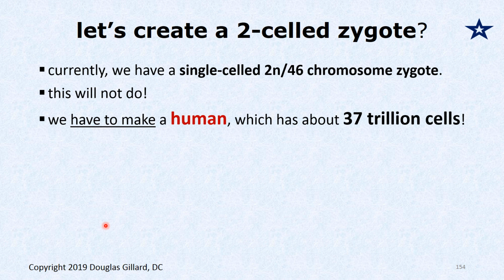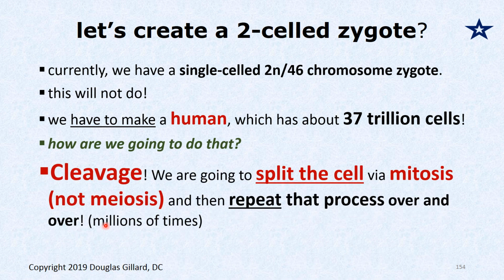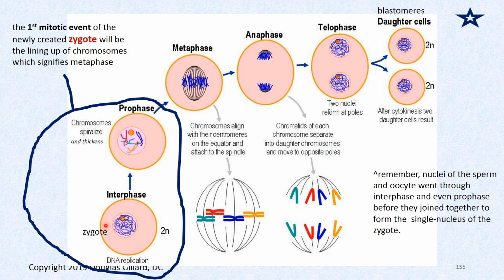Why did I put these in here? I don't know. We'll have to make a human with 37 trillion cells, so we've got a lot of mitosis to do. How are we going to do that? Cleavage, cleavage, cleavage. We are still going to split the cells in half, but this time not by meiosis, by mitosis. And then we're going to repeat that process over and over and over again.